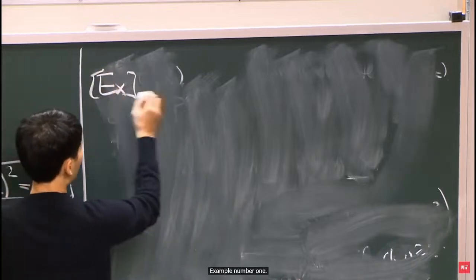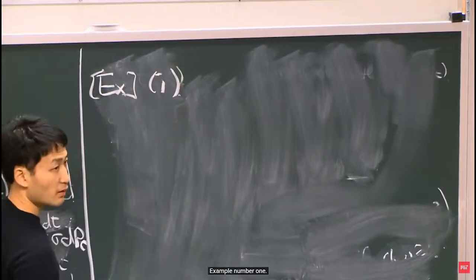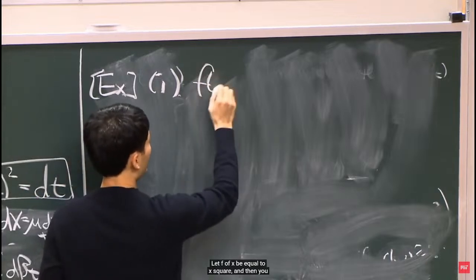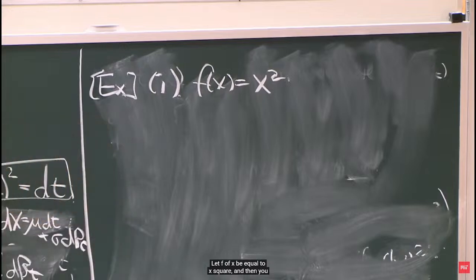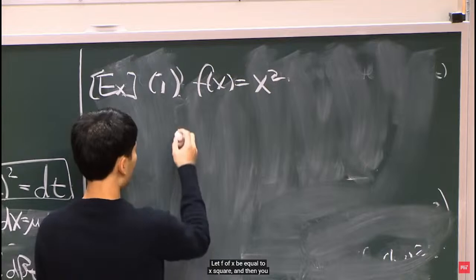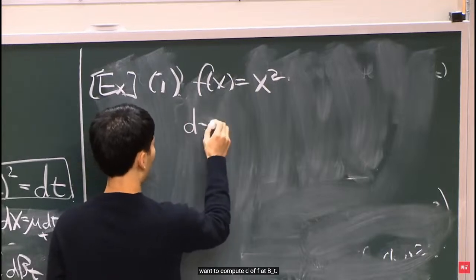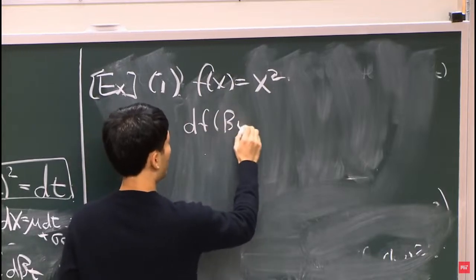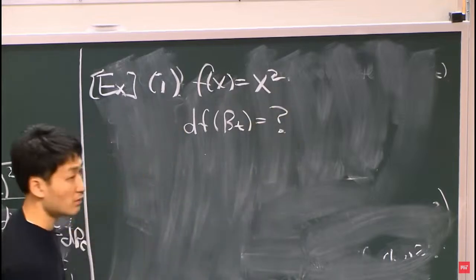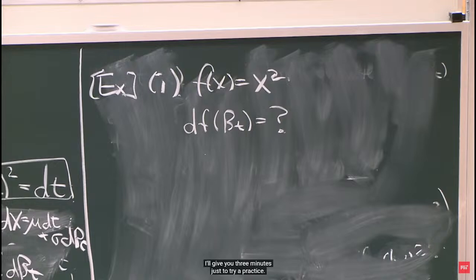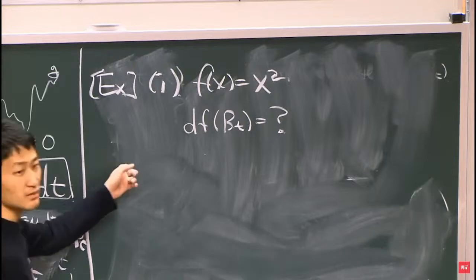Example number 1. Let f of x be equal to x squared, and we want to compute d of f of B_t. I'll give you like 3 minutes just to try and practice. Did you manage to do this?